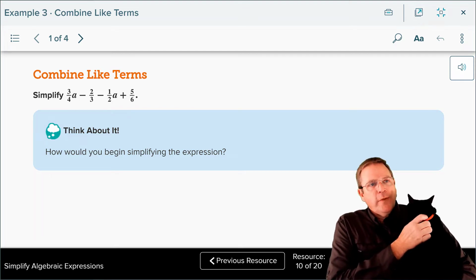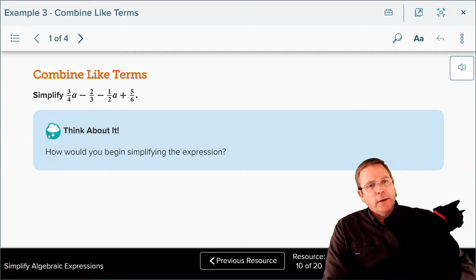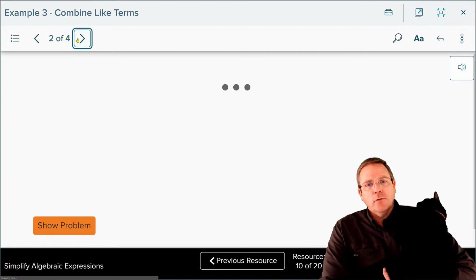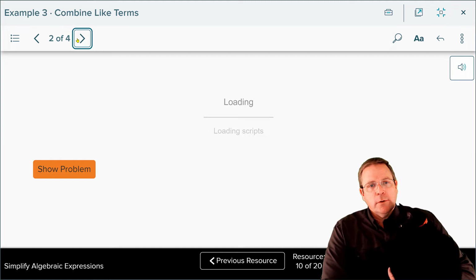Here we're starting off with example number 3, just like I promised. We have 3/4 A minus 2/3 minus 1/2 A plus 5/6. And we're going to work it just like the others we worked before. We're going to use our commutative property to rearrange it, and then after that we're just going to combine those like terms that we have rearranged.